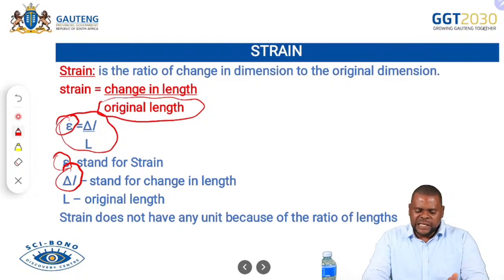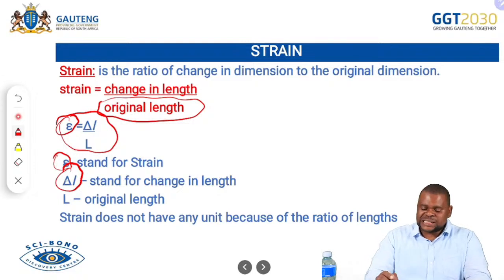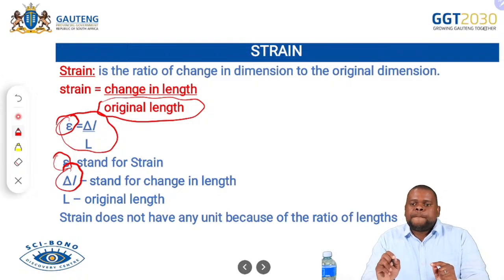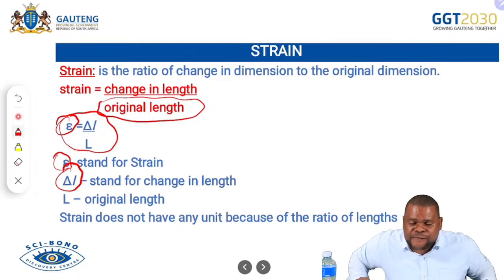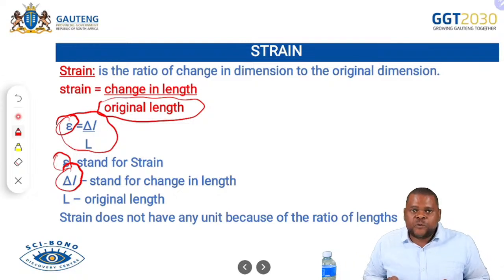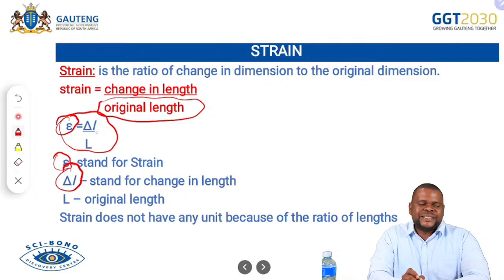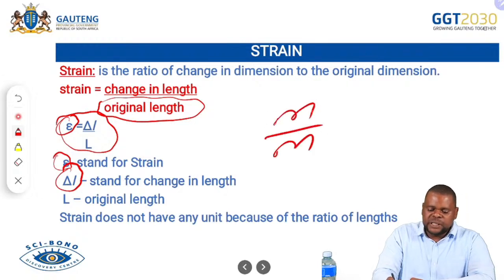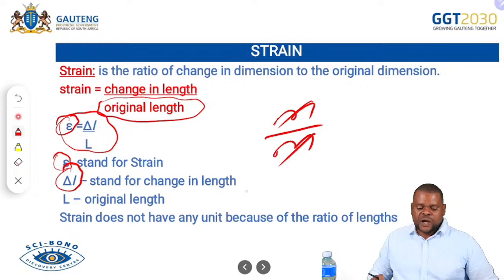Then we say strain does not have a unit, unlike stress. We know the SI unit for stress is Pascal or Newton per square meter. Then the strain doesn't have any unit. Why? Because the units cancel each other. The unit for change in length is the same as the unit for original length. They are both meters, so it's meters divided by meters, and they cancel each other. That is why we don't have any unit for strain.